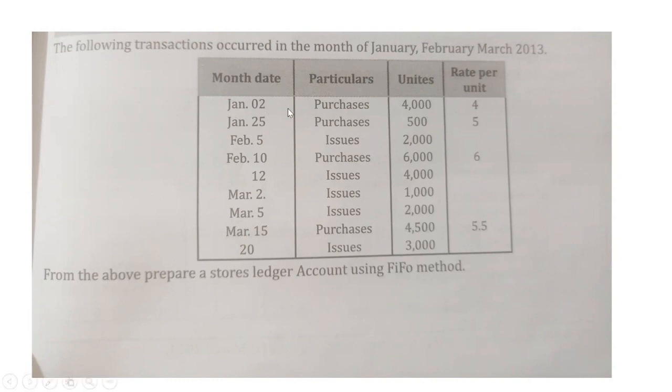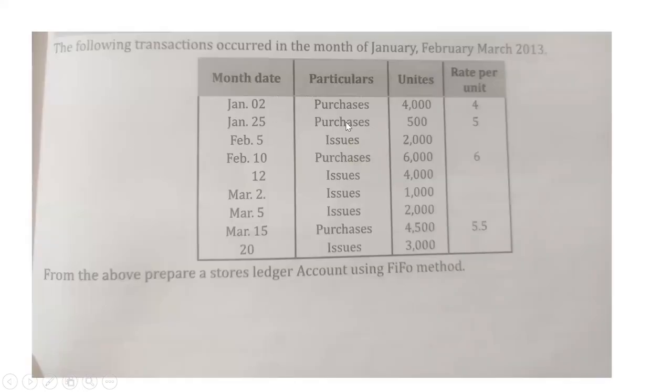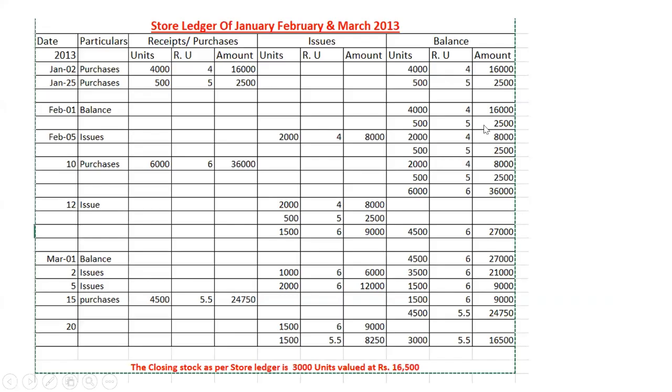So the first thing is Jan purchases, 4,000 units, and the rate is given. Whenever there is a purchase, only the first 3 columns you have to consider. Write down the date, purchases, how many units? 4,000, 4 rupees and 16,000. Once you've done this, before the second entry, you have to write the same thing into your balance column. Next, again on 25th, there is a purchase of 500 units at 5 rupees. So enter this: Jan 25th, purchases, 500 units, 5 rupees, 2,500.